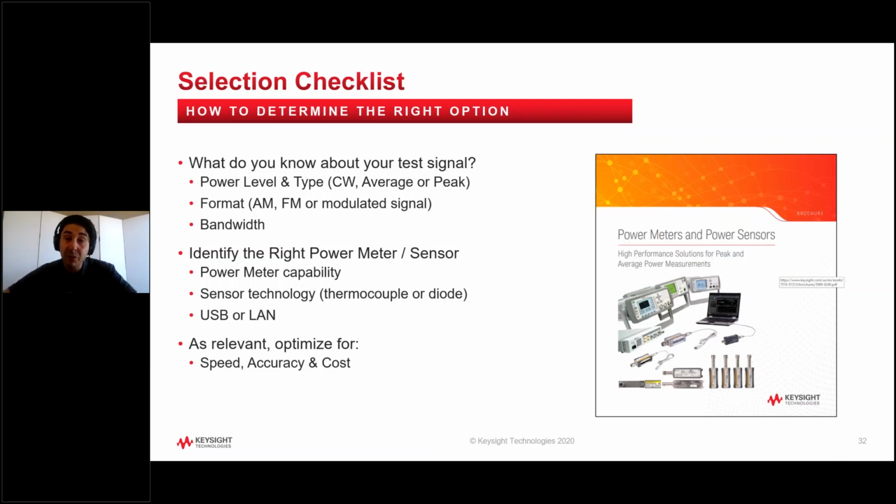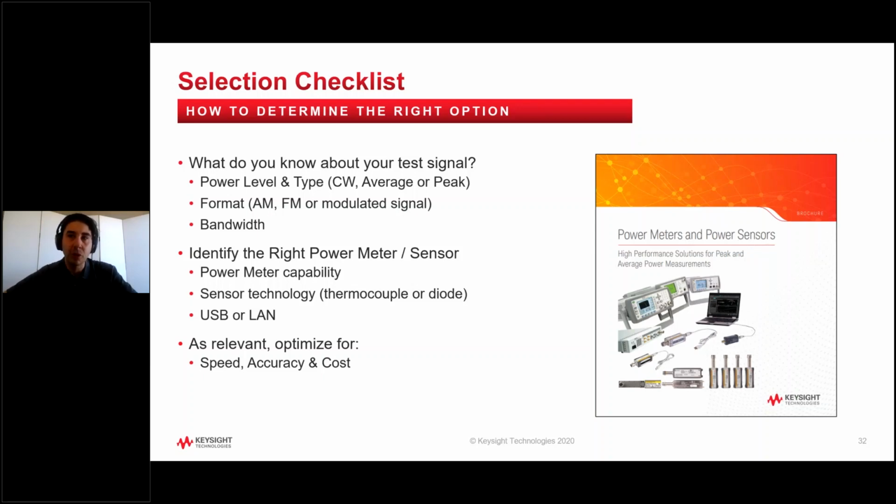To determine what's the right option for you, I think there are a few elements to consider in your overall checklist. What do you know about your signal up front? Sometimes you do have an understanding of power level or type, whether it's CW, average, or peak. Format, are you testing only CW signals, or are you testing some type of modulated signals? And bandwidth.